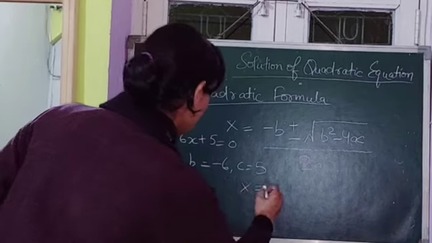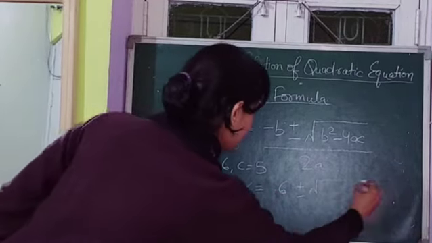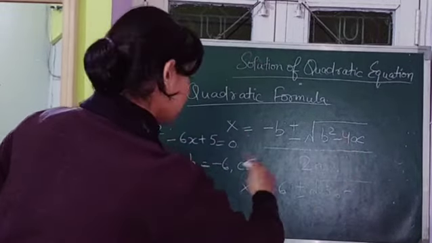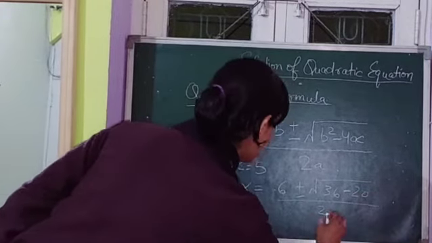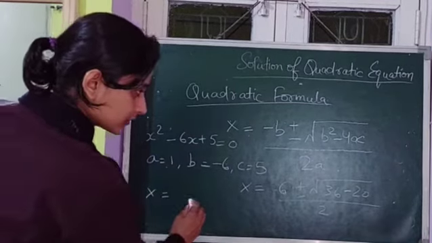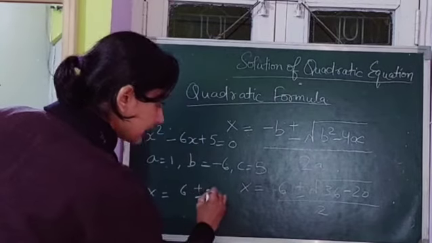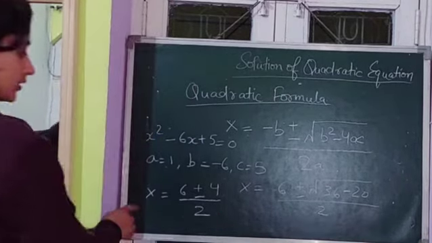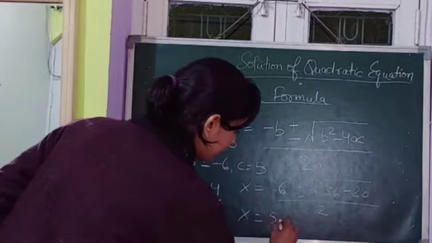x equals to 6 plus minus under root 36 minus 20 upon 2. x equals to 6 plus minus 4 upon 2. So this will give the value of x equals to 5 and 1.